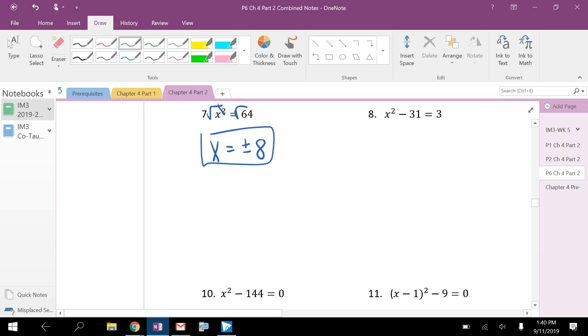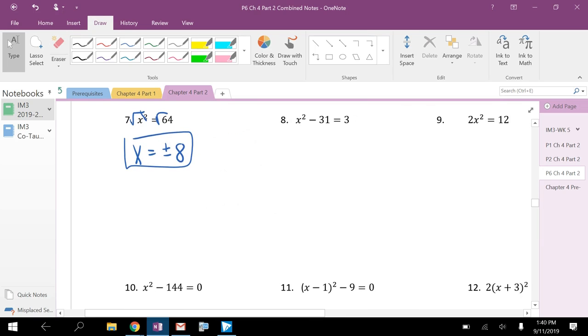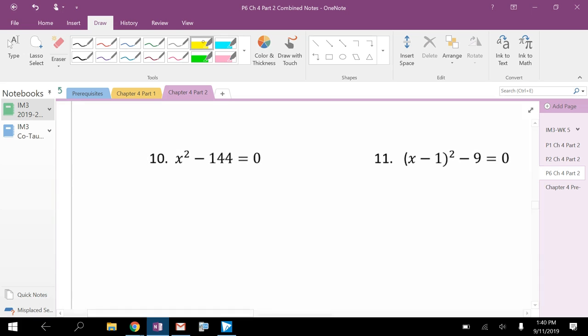Okay, questions on that? Not bad though. That's it. That's the answer. It's probably the easiest thing we've done since we started school. Okay, I want you to go to number 10. Now you always want to isolate the variable first. What do I got to do to both sides?